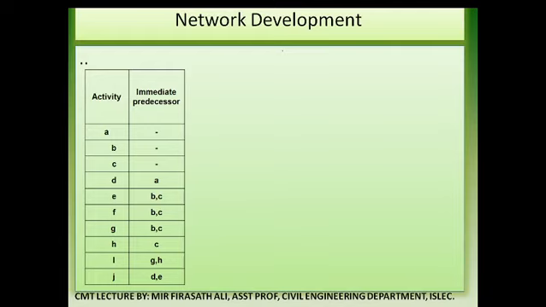It is given activity A, it has no immediate predecessor. Activity B, it has no immediate predecessor. Activity C, it has no immediate predecessor. Activity D, immediate predecessor is A. What do we mean by immediate predecessor?